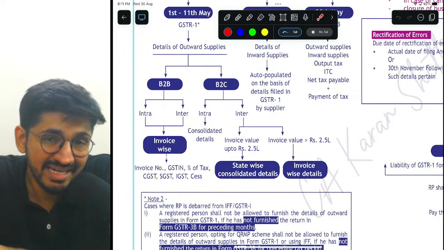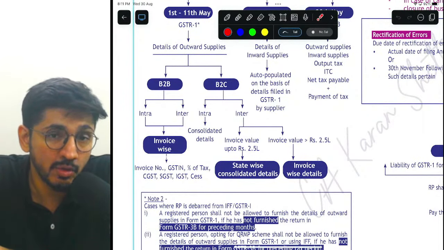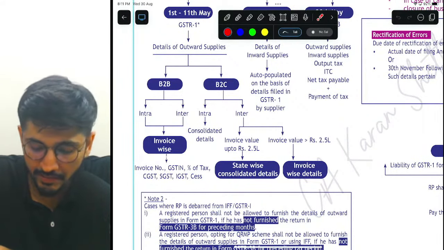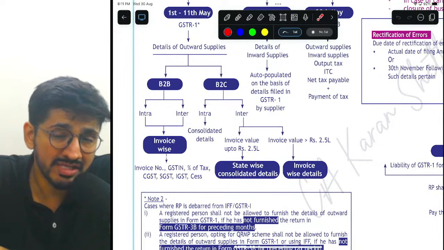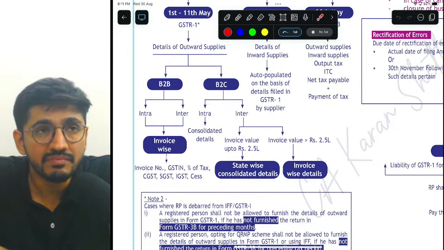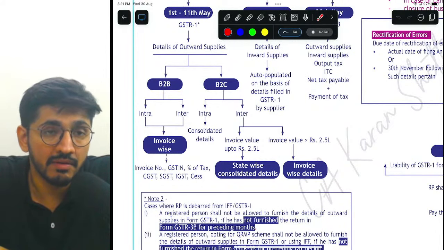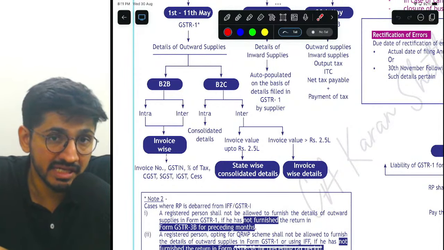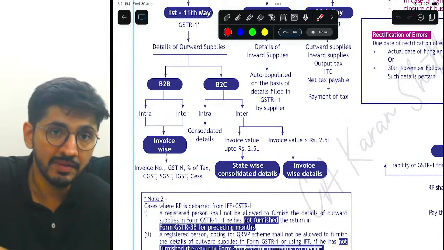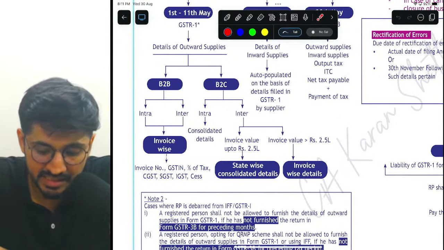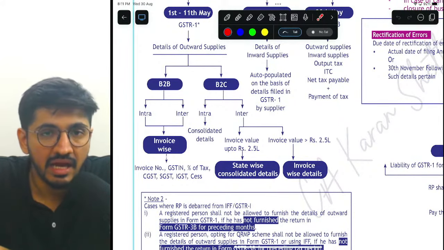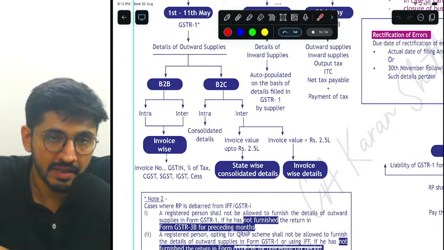But understand that the details that you're putting here are definitely invoice wise details. What does that mean? Very simple. It only means that there will be the recipient's GST number, there will be value of supply, there will be CGST, SGST in case it's intra, or if inter, then IGST, and that's how it will be, right?